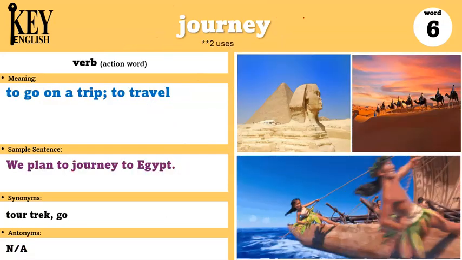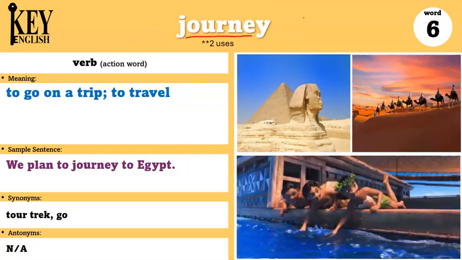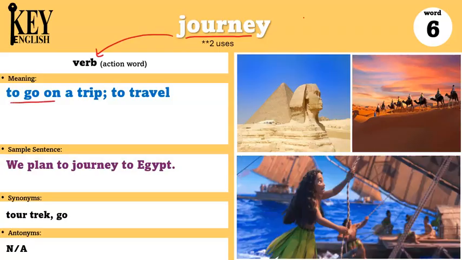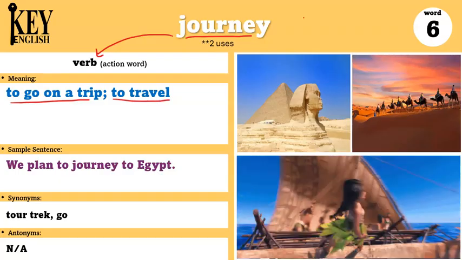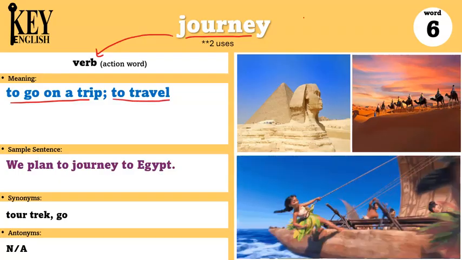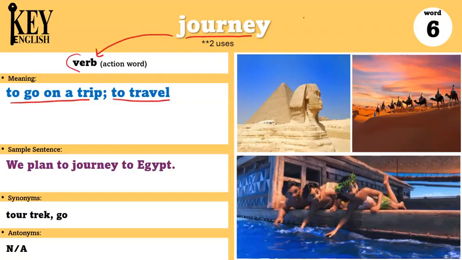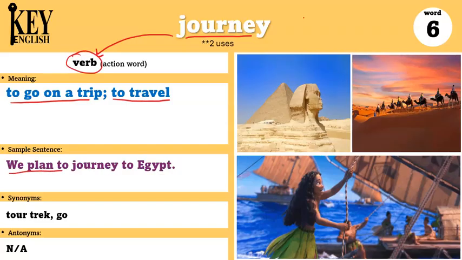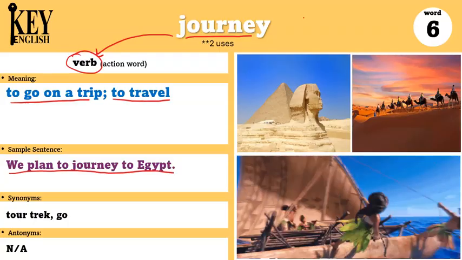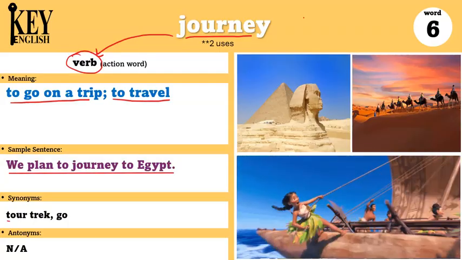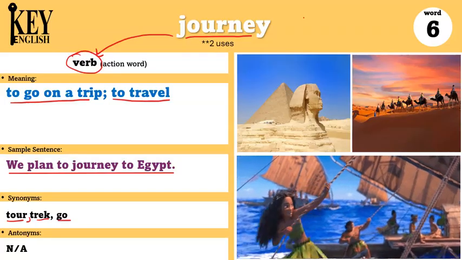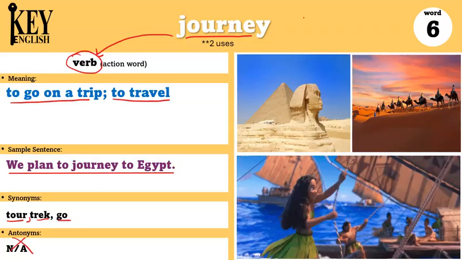So we were talking about the noun journey, but we can also use it as a verb. So now it is to go on a trip, to travel. The meaning is still the same, we're just using it as an action word this time. For example, I can say, we plan to journey to Egypt. Synonyms are tour, trek, or go. And there are no antonyms for this word.